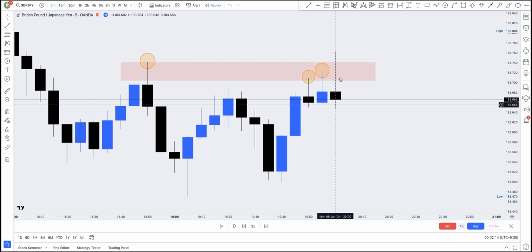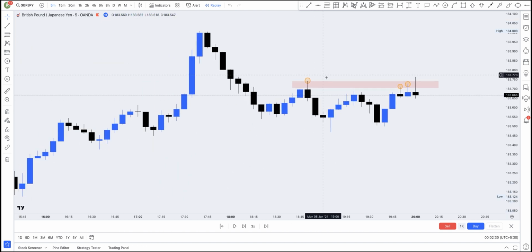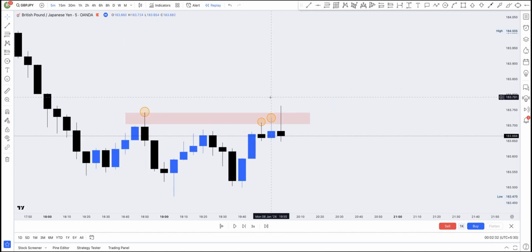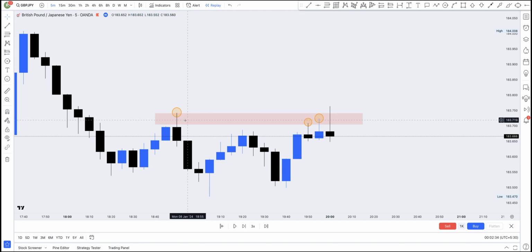A standard pin bar with a nose. This alone is telling me that there is something going on between the buyers and the sellers, as the sellers are trying to overpower the buyers. And also at this point we have a psychological level, which I'll be treating in another video.